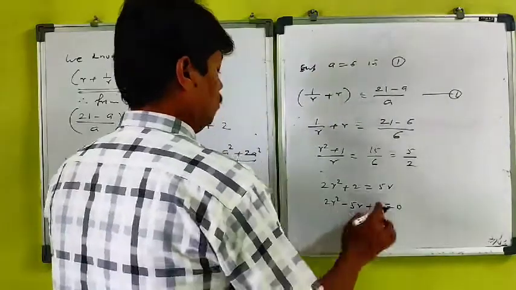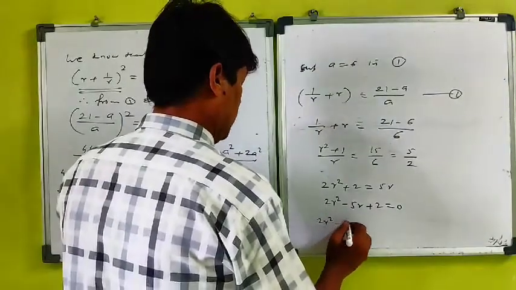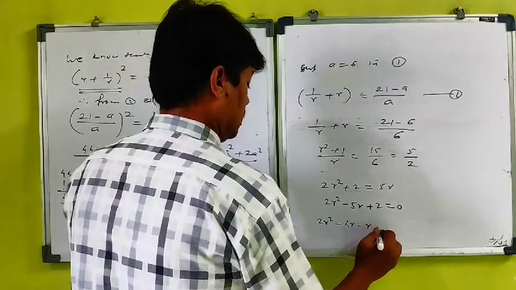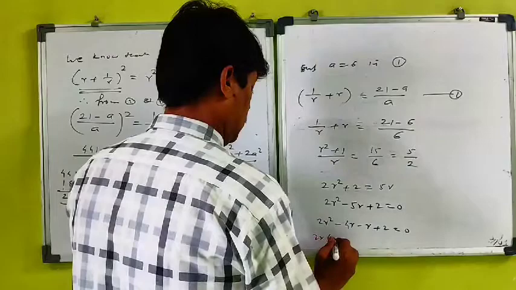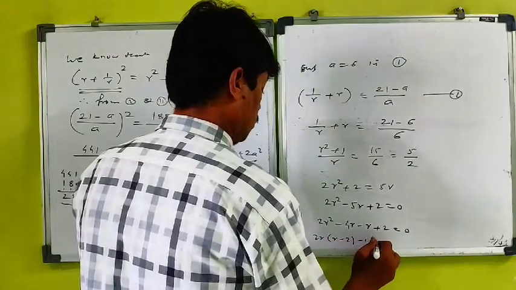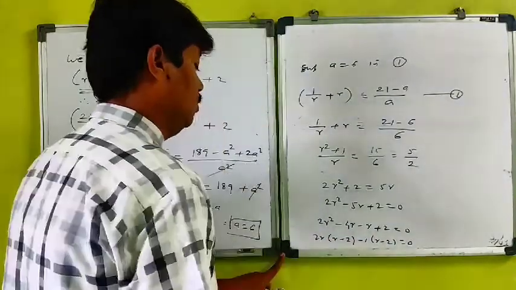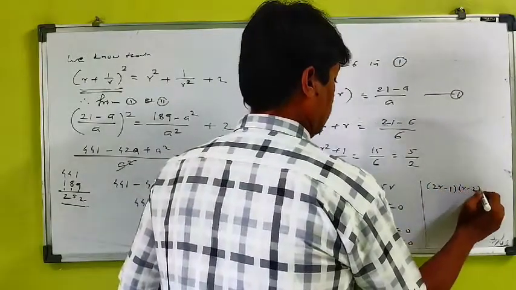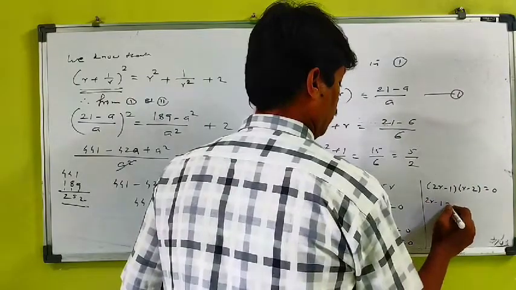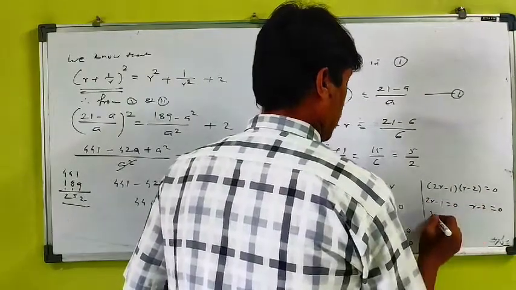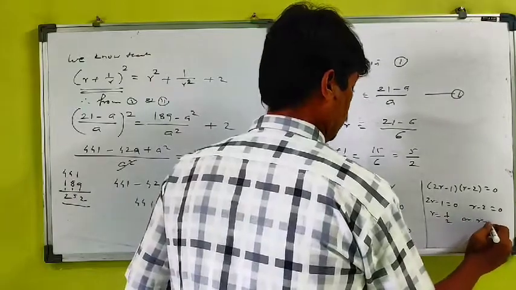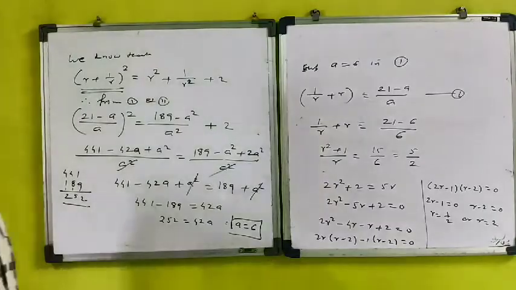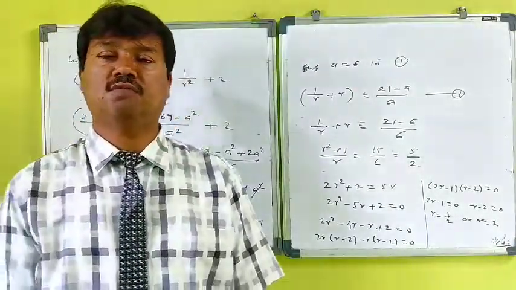2, so 2 into 2, so it is 2r square minus 4r minus r. 2r common, r minus 2; minus 1 common, r minus 2 equal to 0. So it is 2r minus 1, r minus 2 is equal to 0. So r is equal to what? 1 upon 2, or r should be equal to 2. So these are the two possibilities, r equal to 1 by 2 or r is equal to 2.